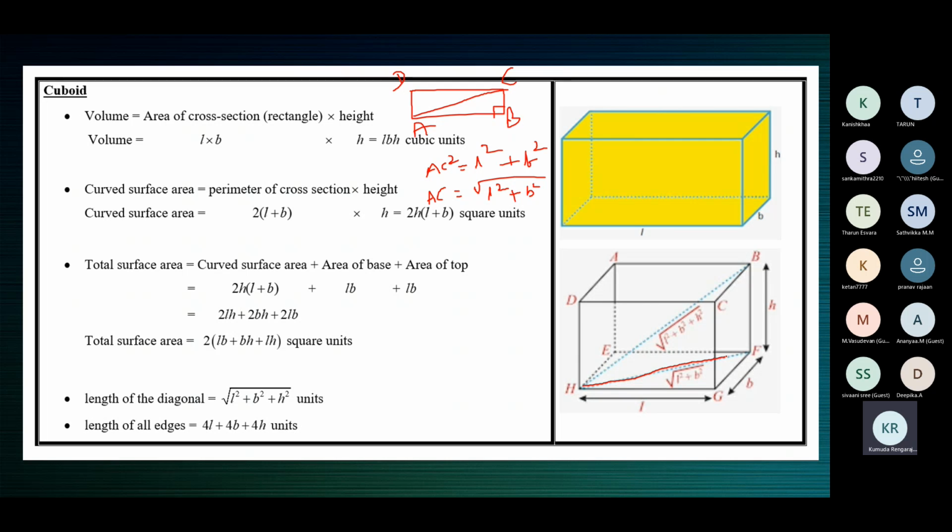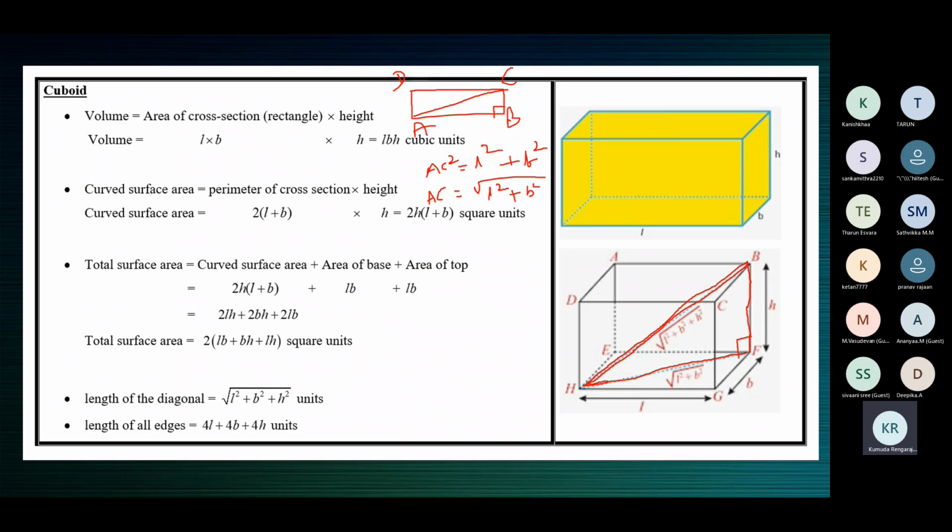There's a diagonal of the bottom rectangle. We know that the height of the cuboid is h. We need to find the length of the diagonal. So in this right triangle, the diagonal is the hypotenuse.